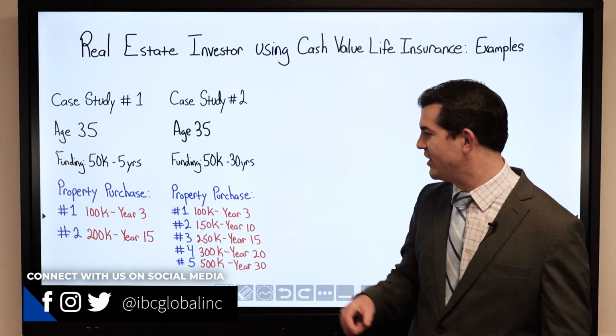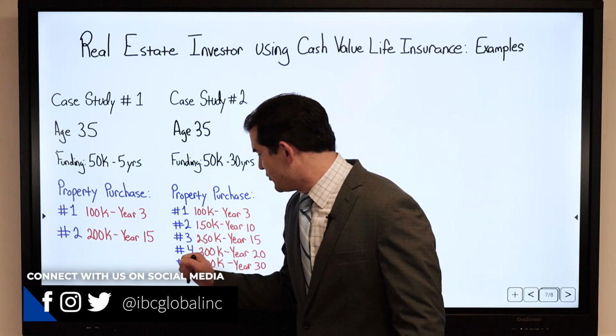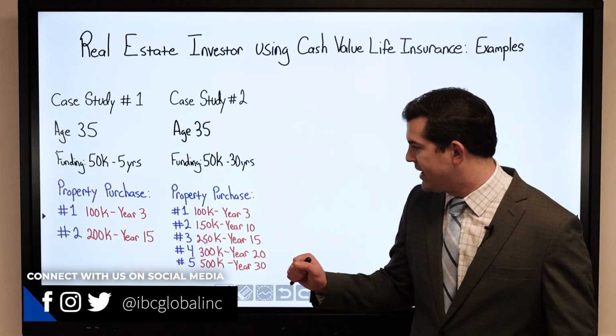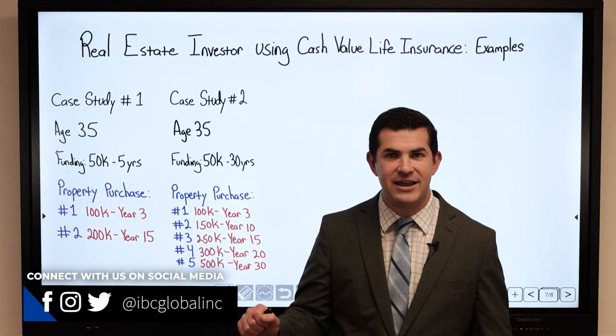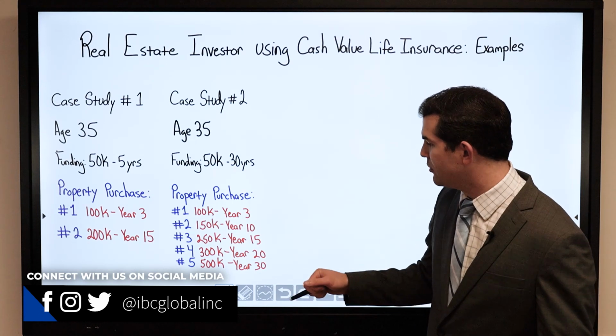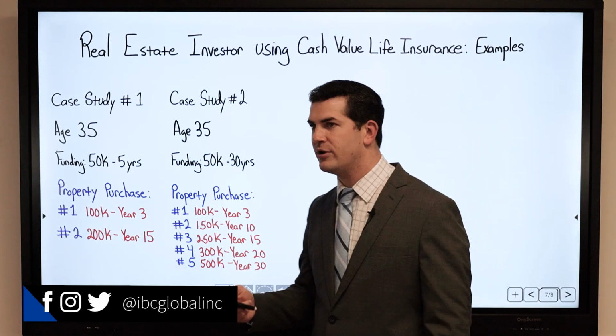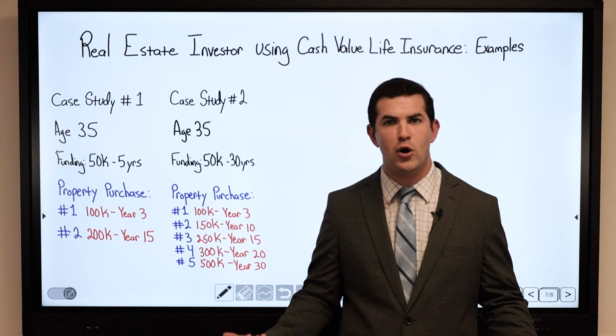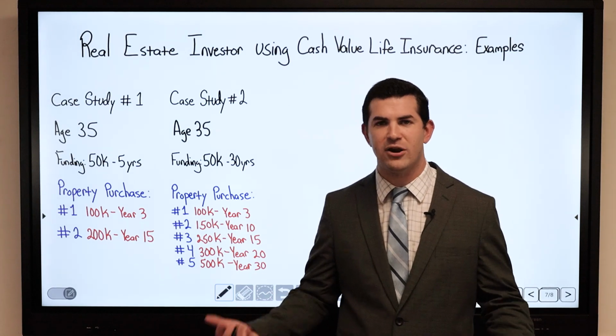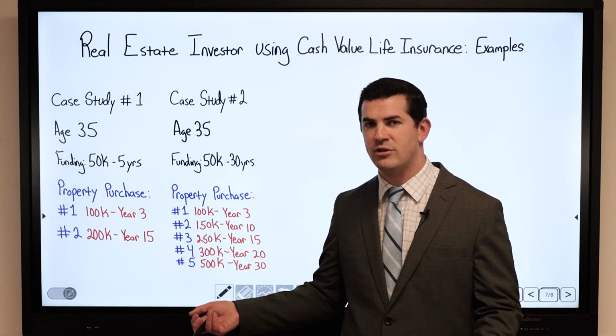So we're going to look at purchasing a $100,000 property in year 3, $150K in year 10, $250K in year 15, then $300,000 in year 20, and $500K in year 30, accumulating over time.